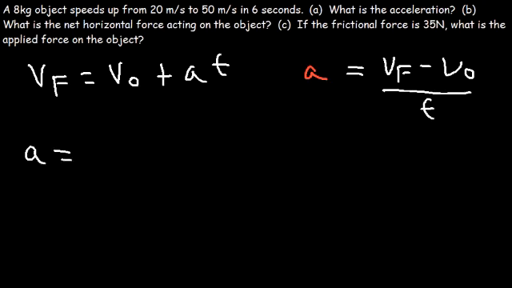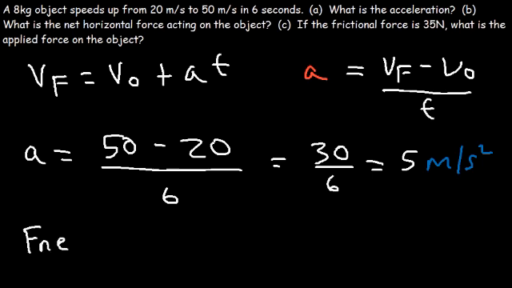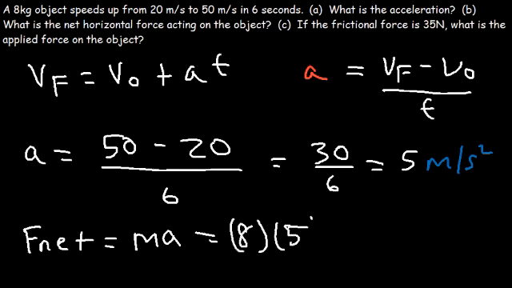So the acceleration is the change in velocity, so 50 minus 20, divided by the time, which is 6. 50 minus 20 is 30. 30 divided by 6 is 5. So the acceleration is 5 meters per second squared. Now part B, what is the net horizontal force acting on the object? The net force is simply the product of the mass and the acceleration. So the mass is 8, the acceleration is 5, the net force is 40 newtons.